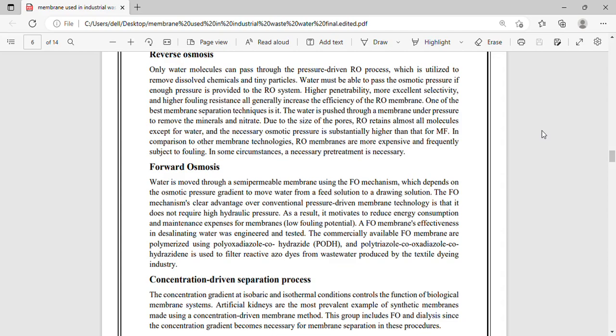One of the best membrane separation techniques is reverse osmosis, where water is pushed through a membrane under pressure to remove minerals and nitrate. Due to the size of the pores, RO retains almost all molecules except for water, and the necessary osmotic pressure is substantially higher than that of MF. In comparison to other membrane technologies, RO membranes are more expensive and frequently subject to fouling. In some circumstances, pretreatment is necessary.